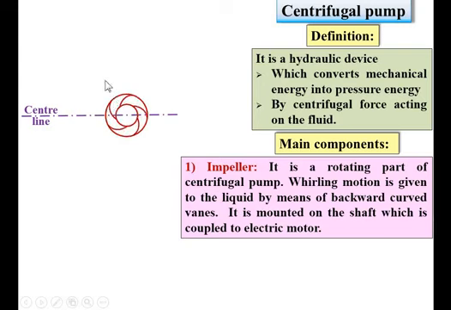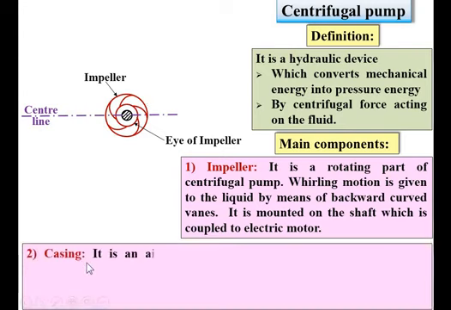This is the impeller. It is mounted on the shaft which is coupled to electric motor. This is called the eye of impeller, and this is the shaft that is connected to the electric motor.